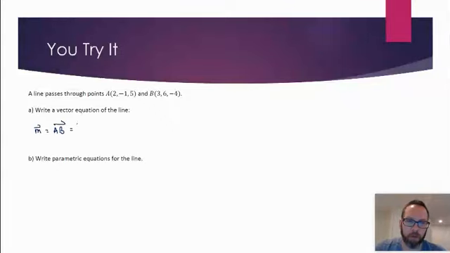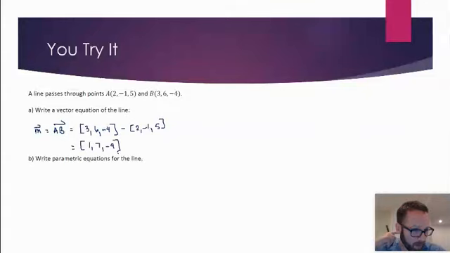AB is always a good choice, but you could do BA. So 3, 6, negative 4, less 2, negative 1, 5. So a good direction vector would be, that's 1. 6 subtract negative 1 is 7. And then negative 9, I believe. Yep. And so here we go.